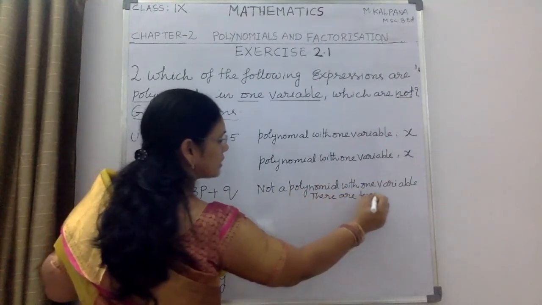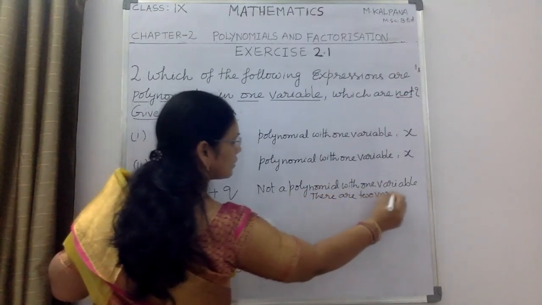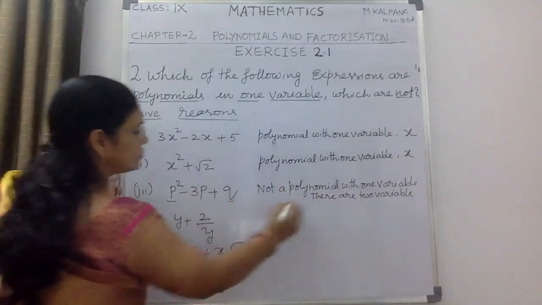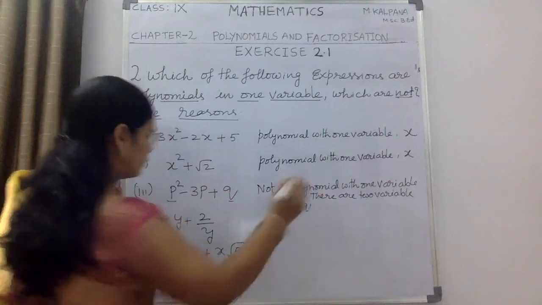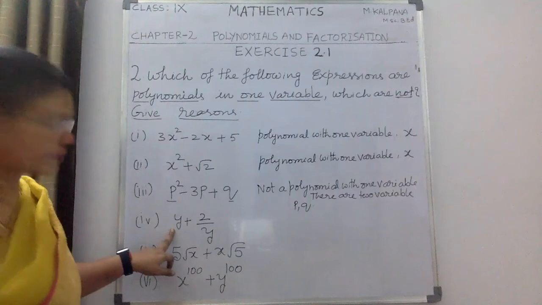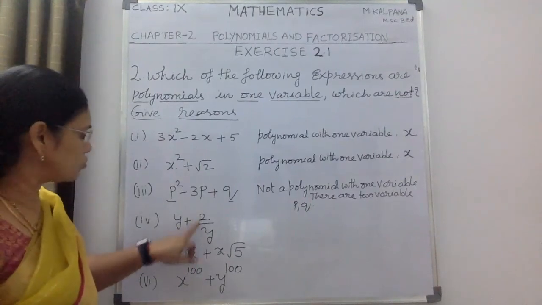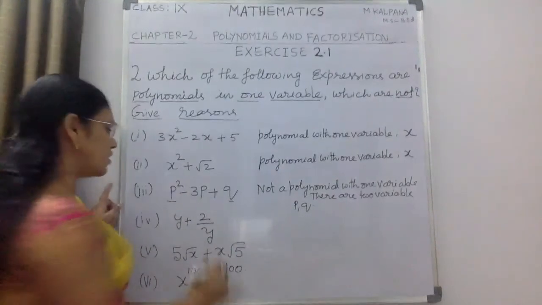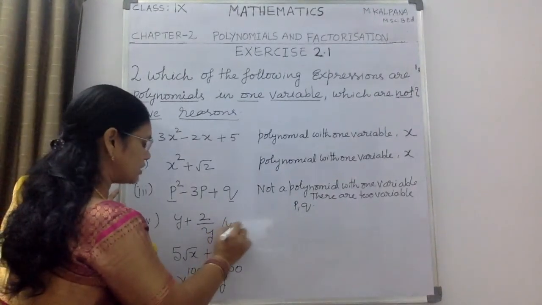Two variables are there. What are they? P and q. Now observe the next expression. Next expression is y plus 2 by y, with the condition y not equals to 0.